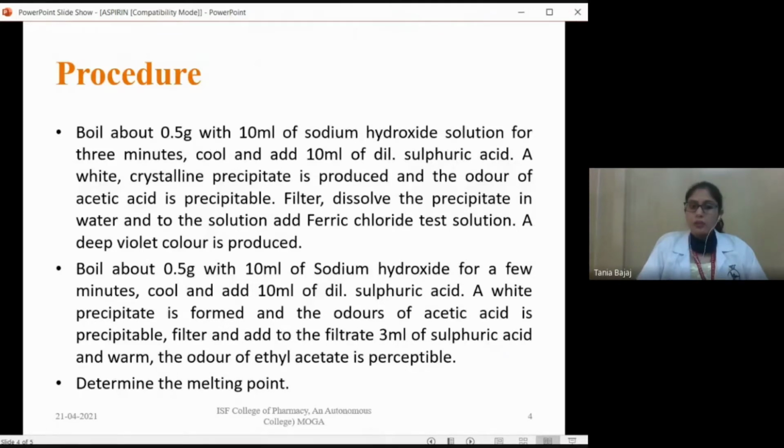We already know that. Filter and to the filtrate add 3 ml of sulfuric acid and alcohol. The odor of ethyl acetate, which is perceptible, will again be observed. Then at the end, as I already told, you need to determine the melting point of the substance, which would be around 142 degrees Celsius, and could be either near or far from the value of 142 degrees Celsius. For checking this melting point and to perform the other two procedures, we need to move to the lab. Let's now perform this practical and check the melting point.